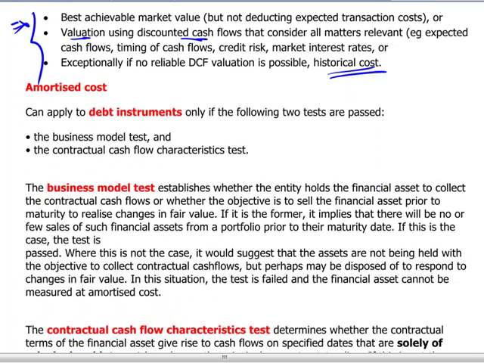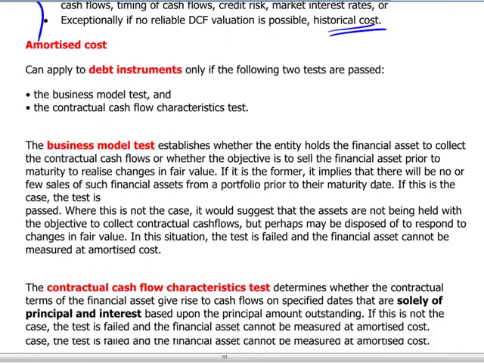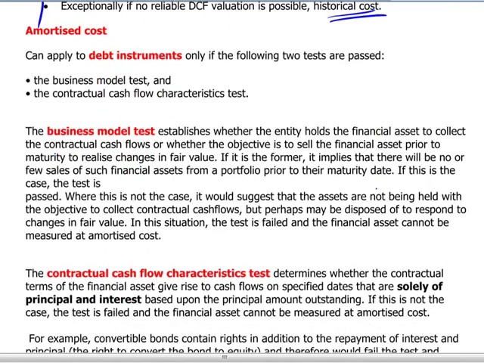Amortized cost. Amortized cost can be applied to debt instruments if and only if two tests have been passed. That is the business model test and the contractual cash flow characteristics test. The business model test is actually established within the company practices. So we have to look at whether or not the company will hold the instrument until maturity in order to enjoy the cash flows which derive from this instrument. If not, and the company decides to sell the instrument before maturity, then this test is not passed, and therefore the instrument cannot be accounted for at amortized cost.